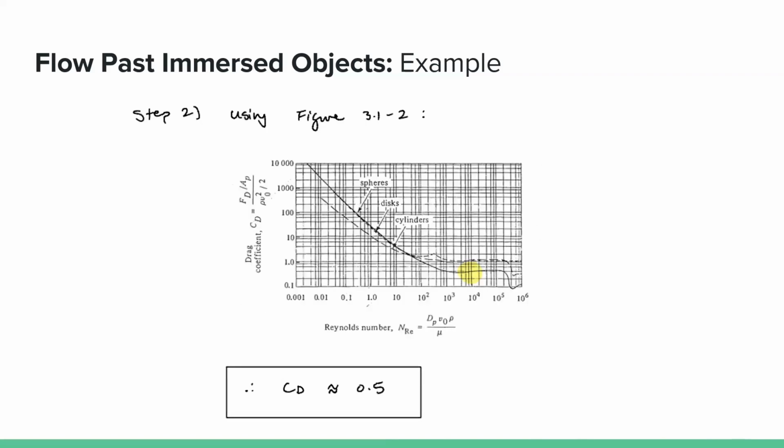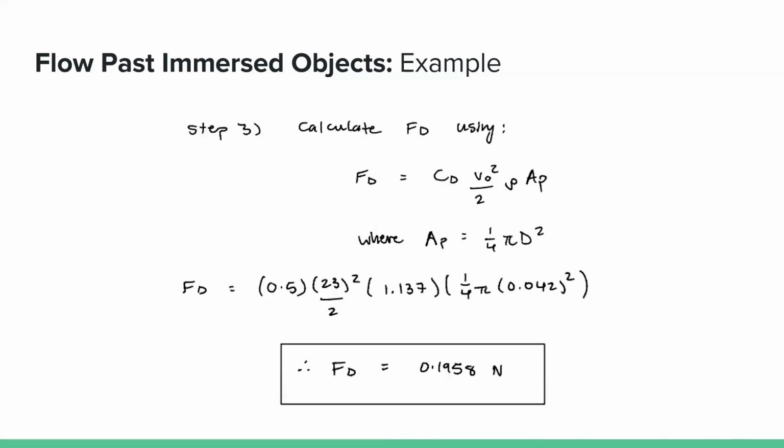Now moving on to step 2, we can use this Reynolds number and this figure to determine the drag coefficient associated with that for a sphere. By using this, we find that the drag coefficient is around 0.5. Now, since we have the drag coefficient, we can calculate the drag force using that equation we saw earlier, where the area is equal to 1/4 pi d squared, which is the area that the fluid is intersecting cross-sectionally for that sphere.